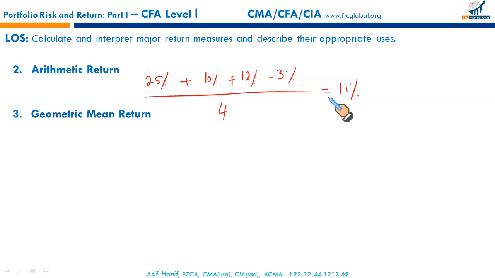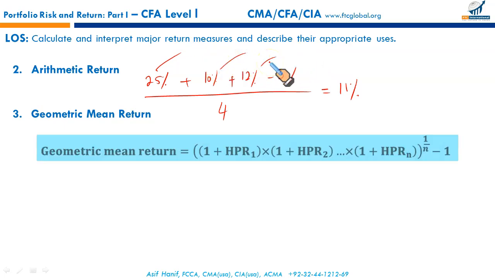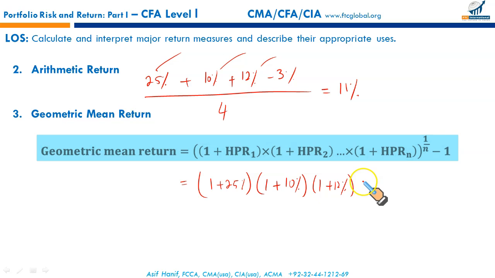Then we have the geometric mean returns. Okay, now what do we do in the geometric mean return? Geometric mean return basically gives us the average rate per period on an investment that is compounded over multiple periods. Let's just take these returns and use this formula for geometric mean return. 1 plus holding period return for the first period times 1 plus holding period return for the second period, that is 1 plus 10%, 1 plus 12%, and then since it's negative, so it's going to be 1 minus 3%, right?